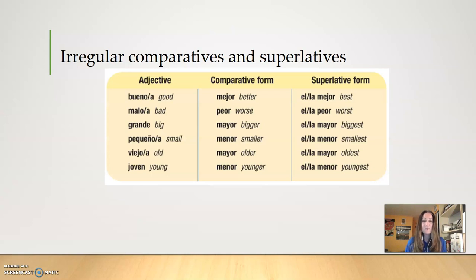So, for bueno, we would use mejor o el mejor. Para malo, peor o el peor. Grande, mayor o el mayor. Pequeño, menor o el menor. Viejo, mayor o el mayor. Y joven, menor o el menor.